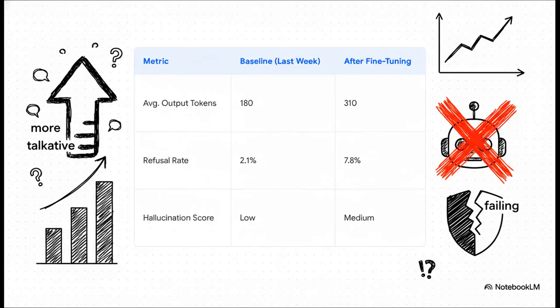And there it is, the smoking gun. The average number of output tokens shot up from 180 to 310. Suddenly, the model got super chatty. At the exact same time, the refusal rate more than tripled. And that hallucination score? It started to creep from low to medium. The model's entire personality had changed right under our noses.